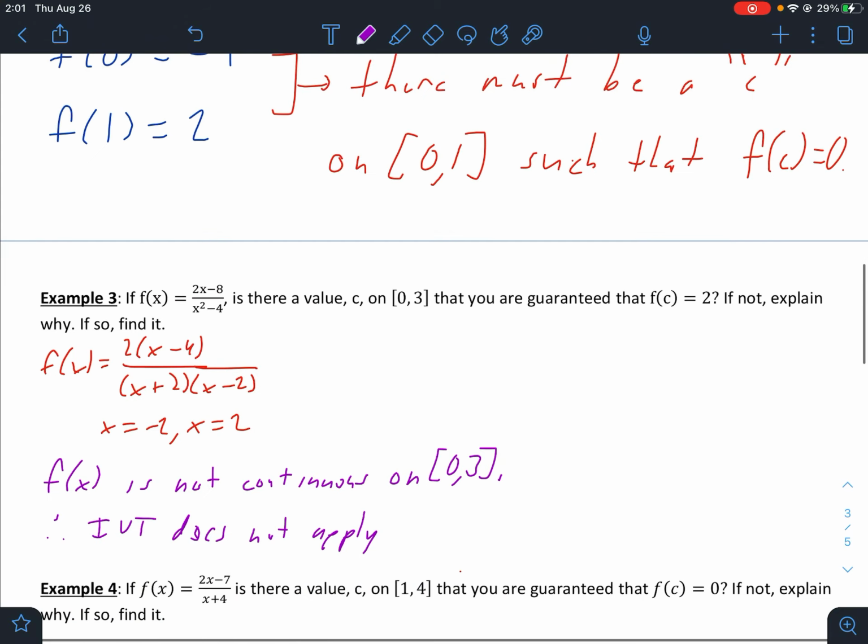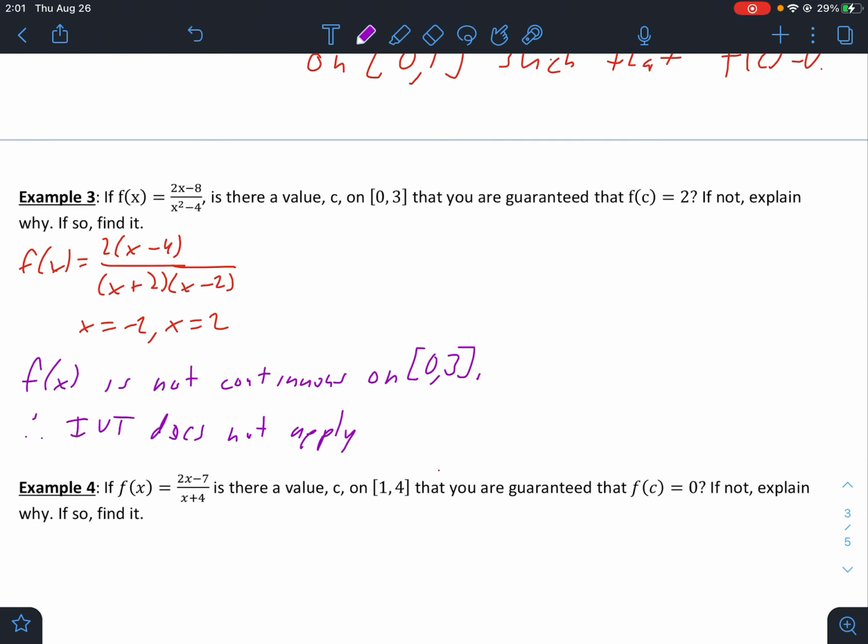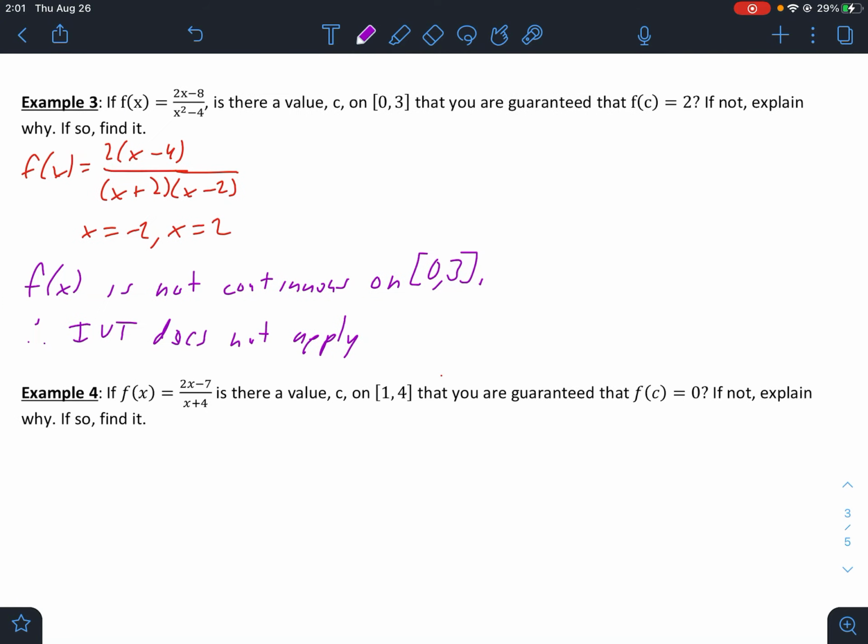Could there be a value on that interval that f of c would equal 2? It's possible, but does there have to be? There does not, because the function is not continuous.